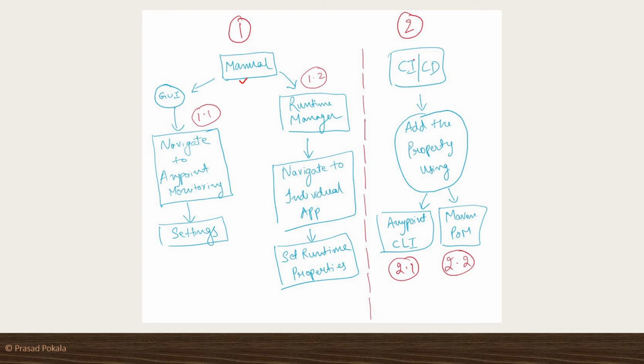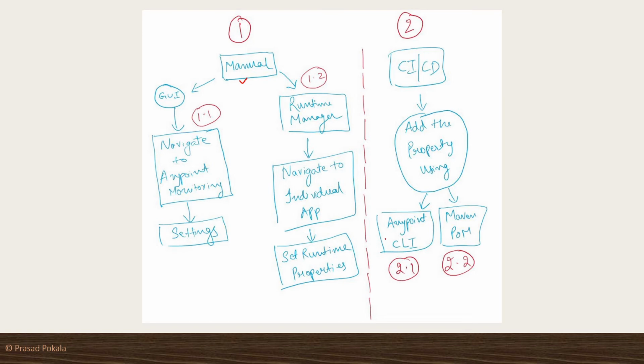And coming to the CI/CD way, we can achieve this by automating. We can tell during the deployment itself that while deploying the app, please make sure that the monitoring is enabled by adding one property, the same property that we add in the CloudHub properties in the manual way. The same property can be automated to be added during the deployment using a CI/CD pipeline. Again, there are two ways we can automate.